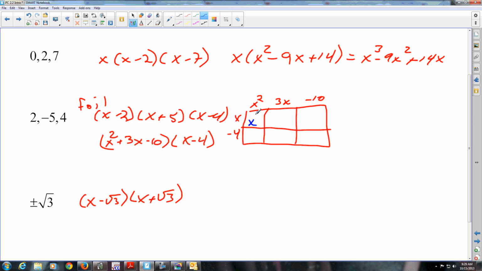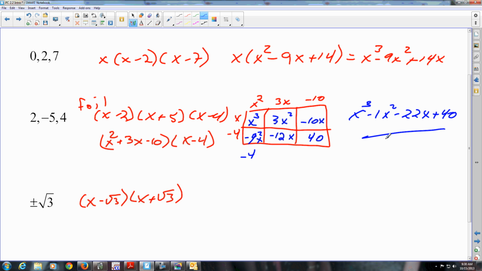So that's going to be x cubed. I'm multiplying here. 3x squared minus 10x. And the thing I like about it is that, whoops, that's a 4, is that you know when you're done. So minus 12x and then 40. And now you just collect like terms, and usually diagonals are like terms. So your answer is x cubed minus 1x squared, because that was a minus 4, minus 22x plus 40. So that would be your final answer for this.